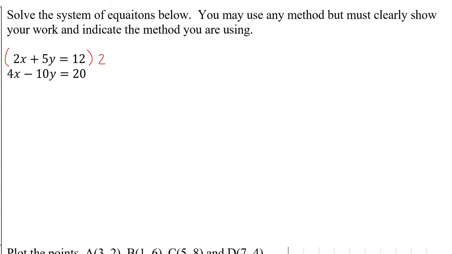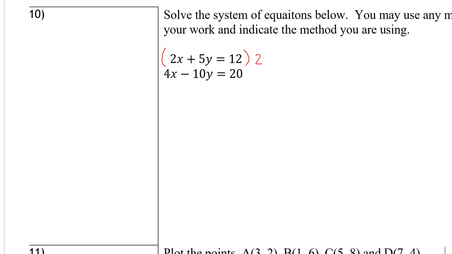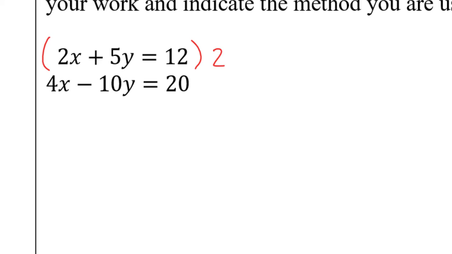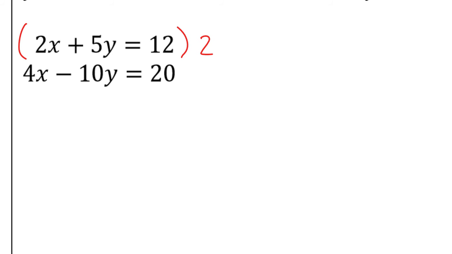And if I double the top equation, my y's should go away. So I want to indicate that right now. I'm going to be using elimination. I always like to rewrite both equations so that they're stacked one with the other. So if I multiply this top equation through by 2, it produces 4x plus 10y equals 24.